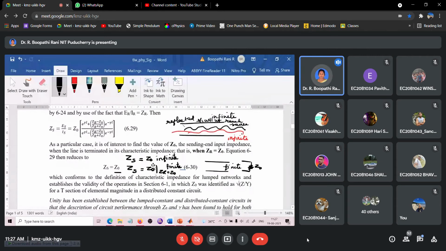For an infinite line, the input impedance is Z0. For a finite line terminated with Z0 impedance, also Z0, isn't it? Yes or no? Yes, ma'am. Okay, so the infinite length can be realized with a finite length, provided the line is terminated with its characteristic impedance.